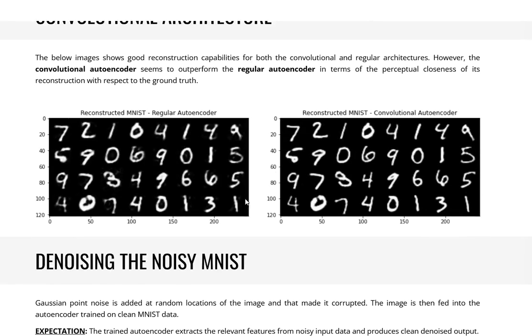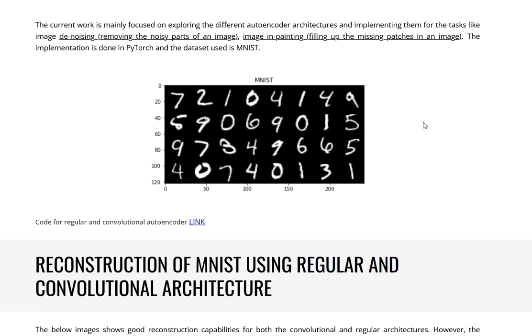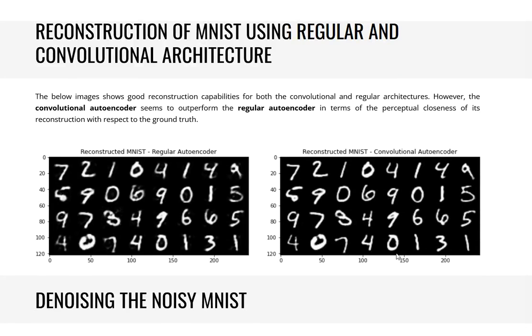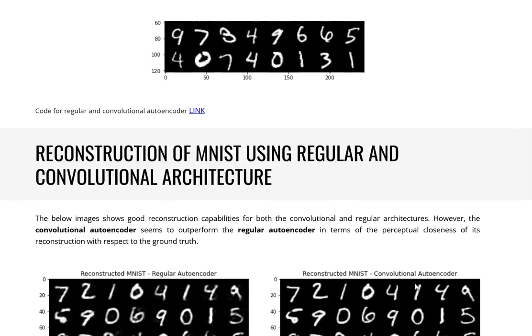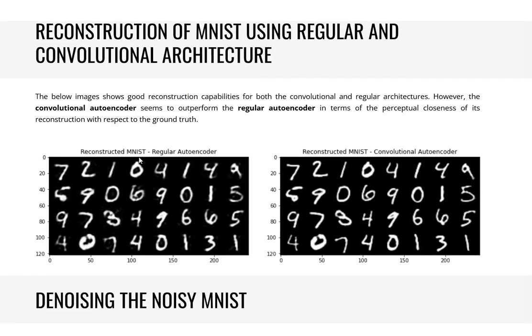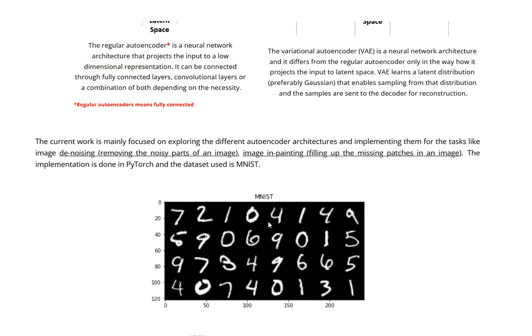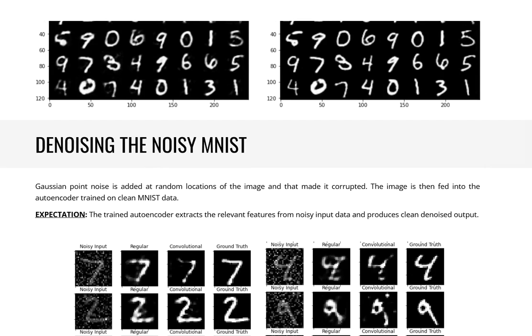One interesting finding here was that although, taking a glance at both of these images, you cannot find much of a difference from the ground truth data, nevertheless, if you look closely at the convolutional autoencoder, you do find some fine refinement of the features of these numbers, making them much closer to the ground truth than the fully connected or regular autoencoder. So you can say that the convolutional autoencoder does a pretty good job in terms of reconstruction, making it look much closer to the actual input than the regular autoencoder.